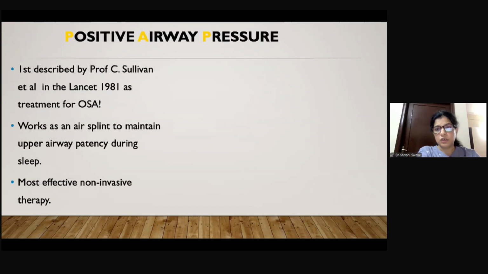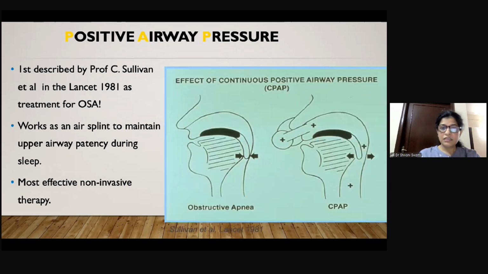So, positive airway pressure, what exactly is it? It is a very simple device which was described first by Professor Sullivan in 1981 in a publication in the journal Lancet. It basically just works as an air splint to maintain the upper airway patency during sleep. And the invention of CPAP was actually very interesting. Professor Sullivan actually invented it to treat his pug dog's snoring, and that is how it actually came into being. And he used a basic vacuum cleaner to make the first CPAP.